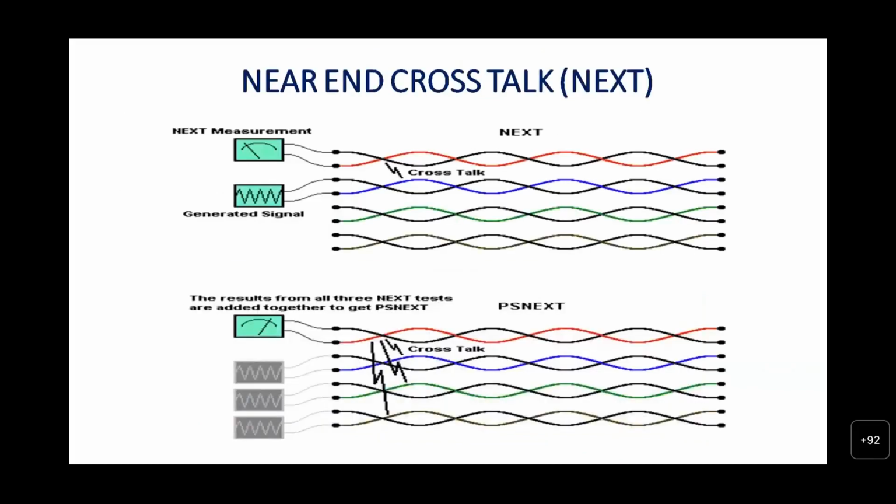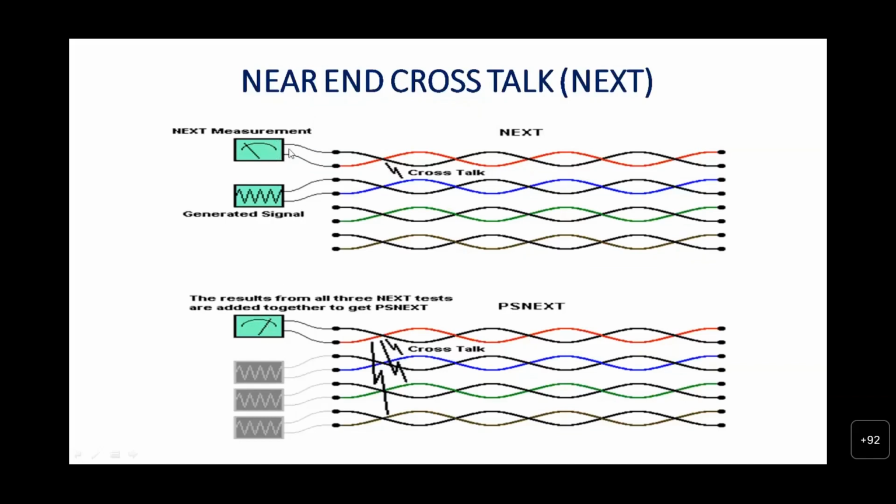In near end crosstalk, the tone is set in one pair, and the noise level is measured in the second adjacent pair. Both are in the same place. It means if station A sets a tone, the tone in the adjacent pair is measured in the same station. That is why it is called near end crosstalk.